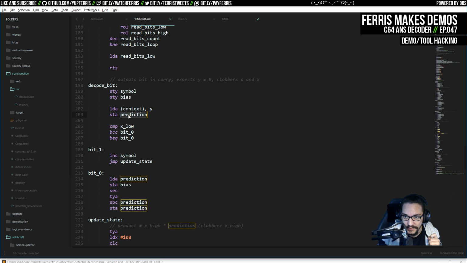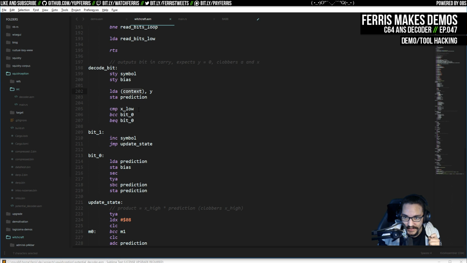So here I set up this prediction, which I load from the context. I compare the low byte of our state to this, and if it's greater than or equal to, we have bit 0, otherwise we have bit 1. Maybe I can swap this around to make this code smaller. We'll get to that later. Right now, I'm just trying to make it work. It does work, but I need to add back all the features of the coder before I start really optimizing this. But in the case of a bit 1, we increment the symbol, which makes the output symbol 1.